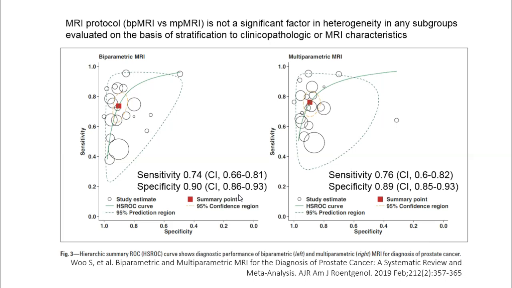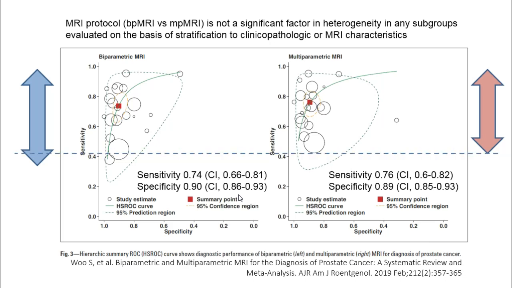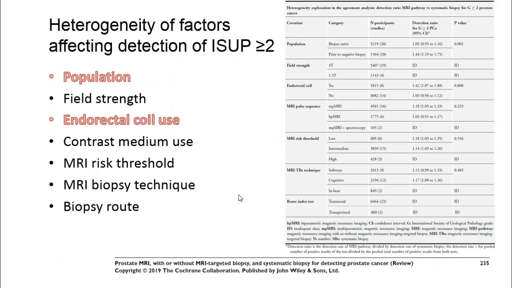And if you look at point estimates, you can see that the sensitivity and the specificity of biparametric MRI on the left and multiparametric MRI on the right are similar. But the most important thing to note is the spread of the data. If you look at the spread of the sensitivities of biparametric versus multiparametric, you can see that there is a greater spread of sensitivities for biparametric compared to multiparametric MRI.